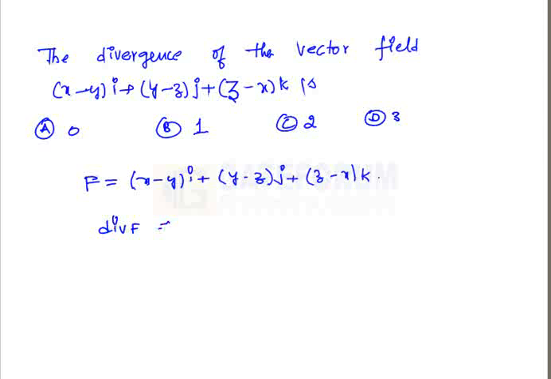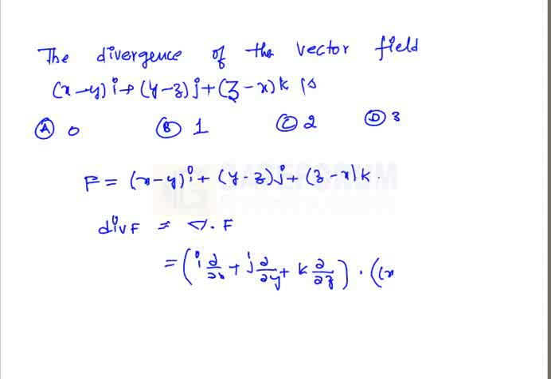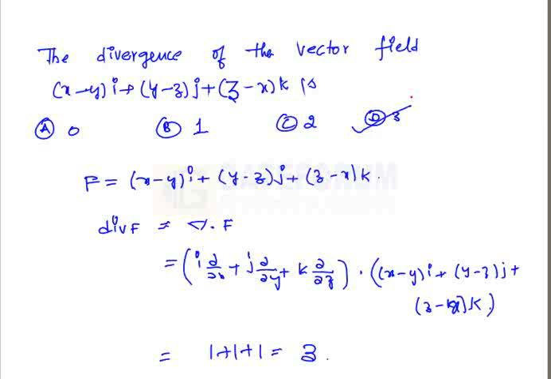So which is nothing but del dot F, which is i into dou by dou x plus j into dou by dou y plus k into dou by dou z, dot product of the given function, which is (x minus y) into i plus (y minus z) into j plus (z minus x) into k. If I find the dot product, it will be 1 plus 1 plus 1, that is 3. So the given option is D.